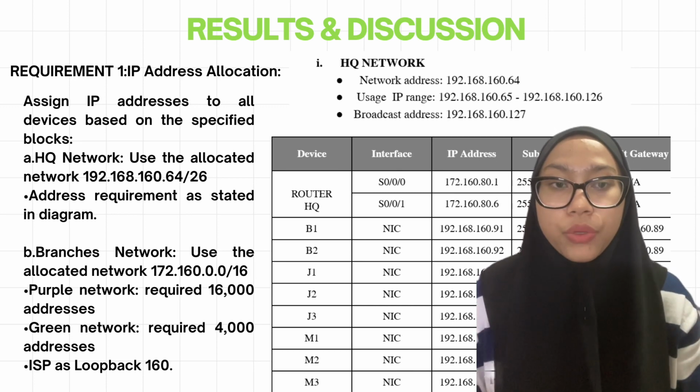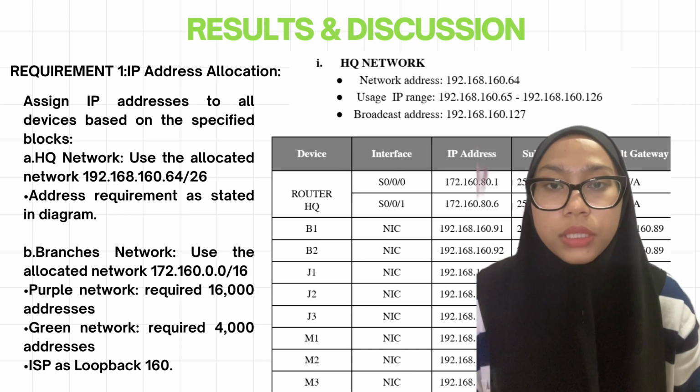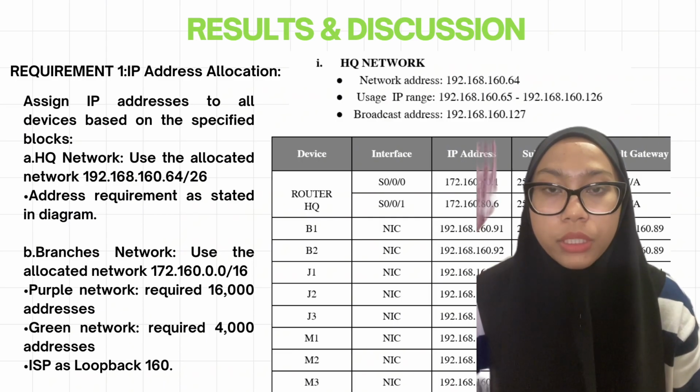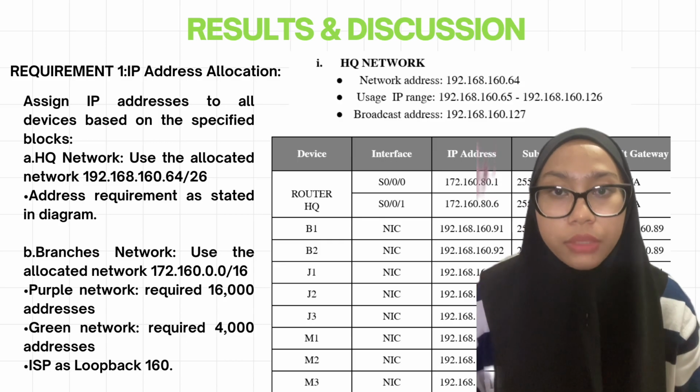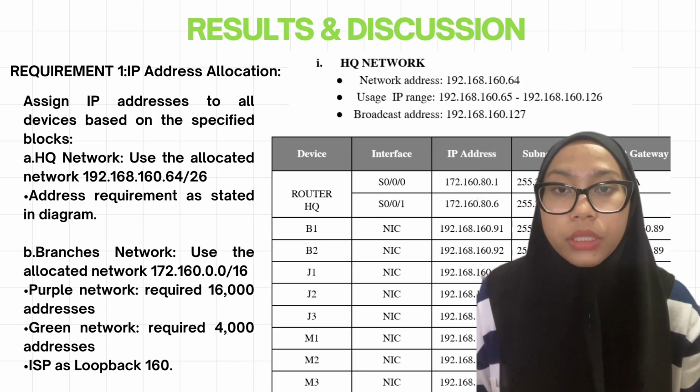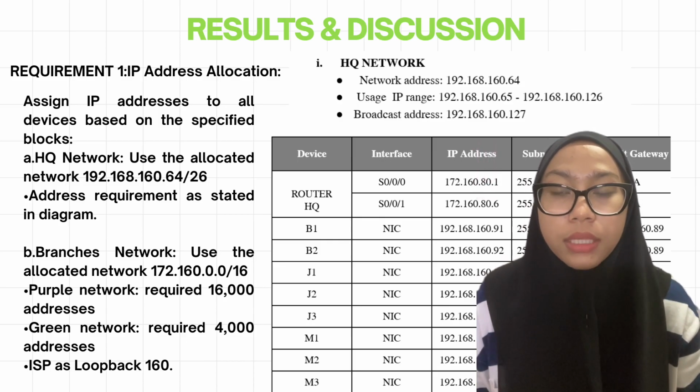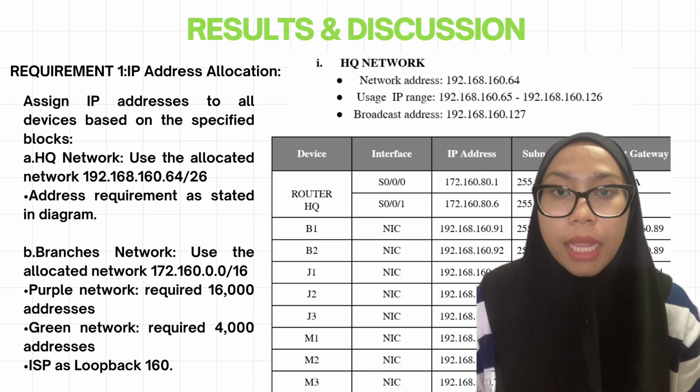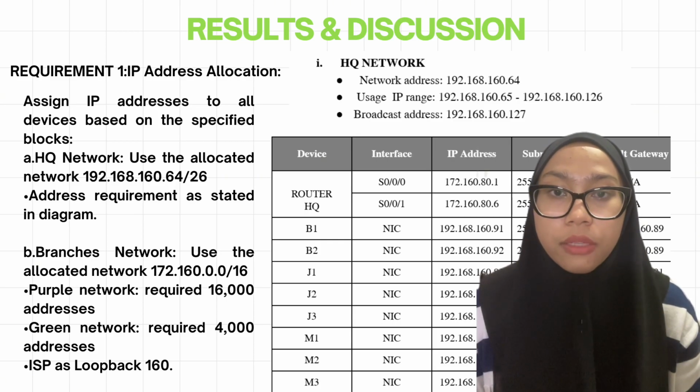And branches network use 172.16.0.0/16 subnet. This is further divided into two subnets, which are for purple network and green network. The purple network requires 16,000 addresses, and the green network requires 4,000 addresses. Additionally, we configure an ISP loopback, which is the loopback 160 interface, for network testing and external connectivity.